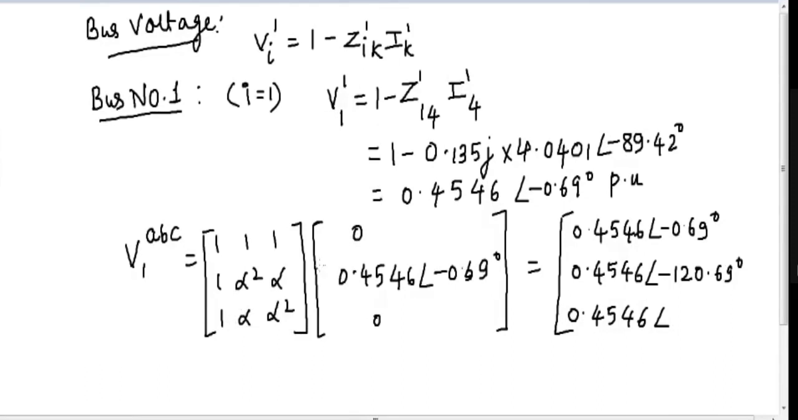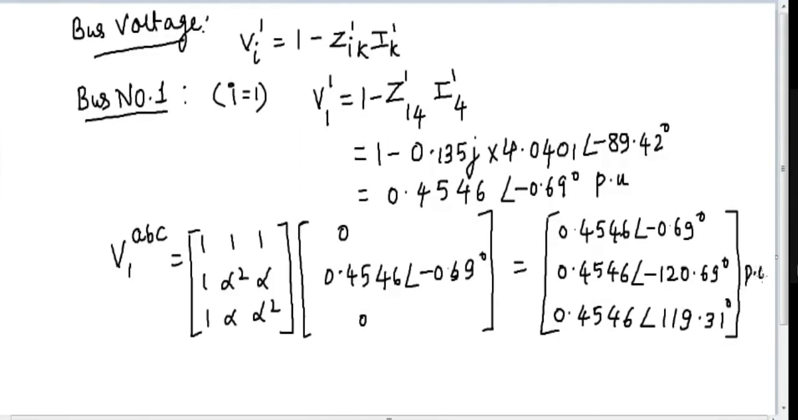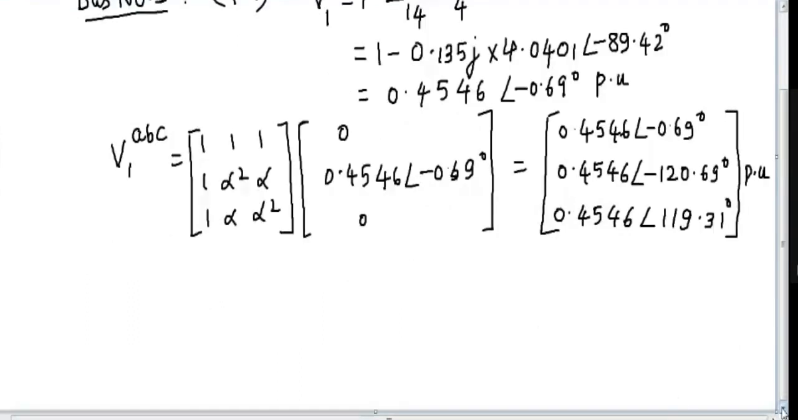1 मल्टीप्लाइड बाई 0, 0 आएगा, फिर अल्फा मल्टीप्लाइड बाई दिस, तो इसका मीनिंग क्या होगा? 0.4546 at an angle -0.69 मल्टीप्लाइड बाय 1 at an angle 120। तो यहाँ से हमें ये मिलेगा 119.31, राउंड ऑफ करके मैं इसको ले लूँगा। और ऑब्वियसली ये सारे आंसर्स मुझे पर यूनिट में मिले। So in this way, what I have done is I have calculated the bus voltage for bus number 1. ठीक है. Similarly आपको क्या करना है, बस नंबर 2 और बस नंबर 3 के लिए निकालना है.